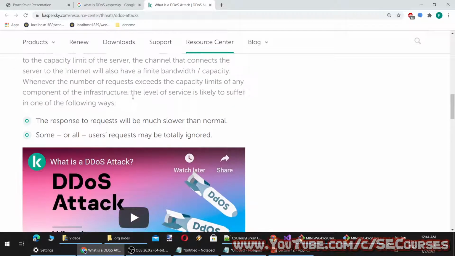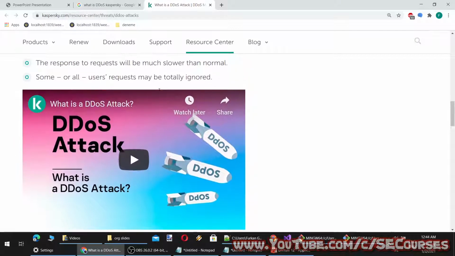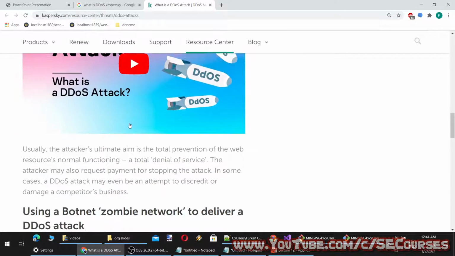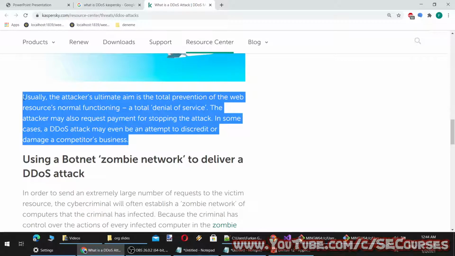So you see, we have finite resources and we can get more resources. However, then we have to pay extra money unnecessarily. Therefore, it is a balance thing, a trade-off. Usually, the attacker's ultimate aim is the total prevention of the web resource's normal functioning, a total denial of service. The attacker may also request payment for stopping the attack. In some cases, a DDoS attack may even be an attempt to discredit or damage a competitor's business.